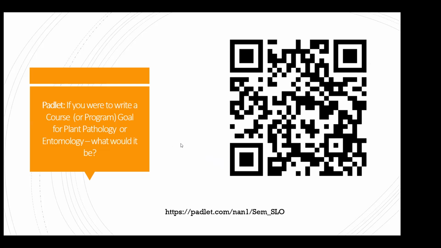But what I would like from the audience, or from the group, is if you were to write a course or program goal and label it as course goal or program goal for either plant pathology or entomology, or if you want to do micro, go for it, but micro's got a pretty good set of stuff from ASM already. But what would that be? So what are you thinking would be your most important course goals for one of these courses?